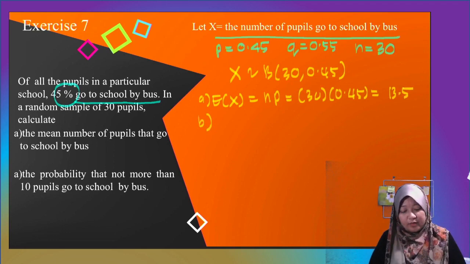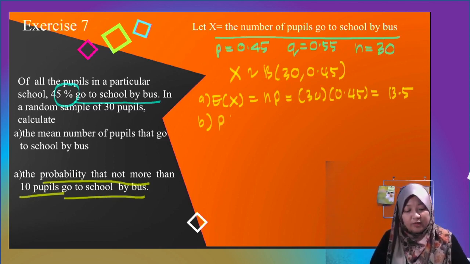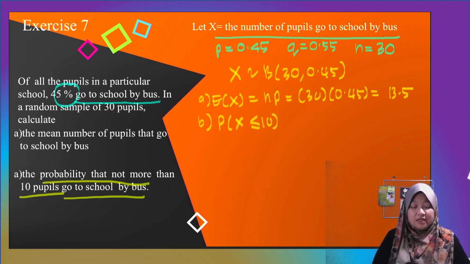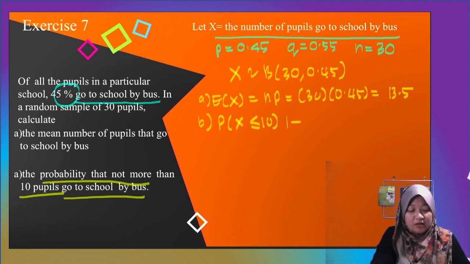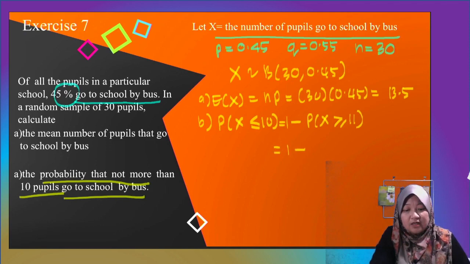Okay, B, find the probability that not more than 10 people go to school by bus. Not more than 10, maksudnya probability X less than or equal to 10. Okay, so macam mana kalau kita nak guna table? Kalau kita nak guna table, kita kena buat 1 tolak probability X greater than or equal to 11. Okay, so awak baca table, X greater than or equal to 11 is 0.8650. So, the probability is 0.1350.